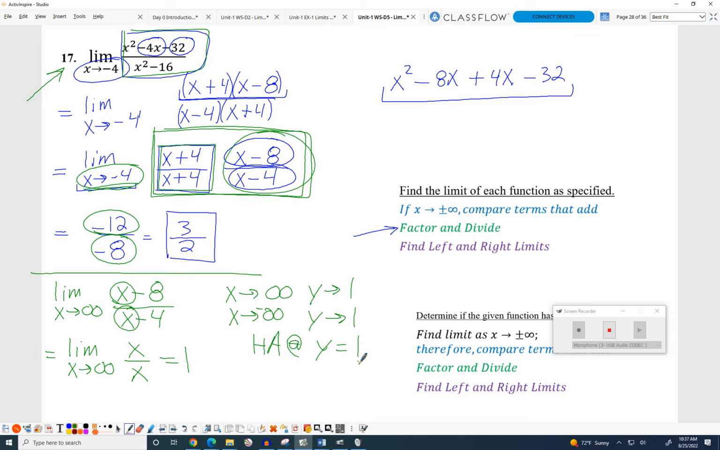So here's the key thing to understand. We started with a formula. Once factored, we got an easier to understand formula. But the two orange boxes are exactly the same thing. Now I know that if x is approaching infinity, this is just going to be 1. If x is approaching negative infinity, that's going to be 1. It's the same thing.